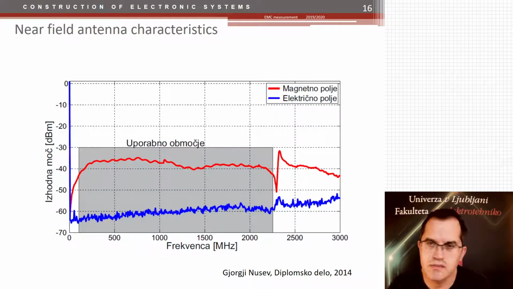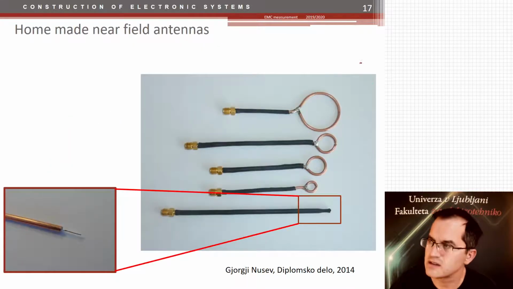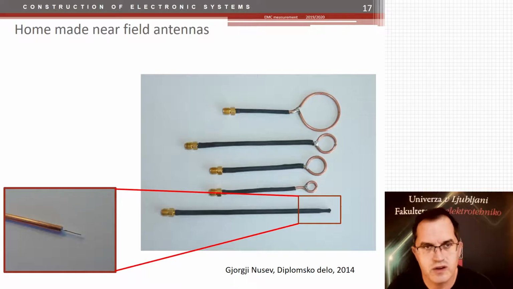And you can actually measure the frequency range at which it is useful, and this is the result here. So you can use such detectors up to a few gigahertz if you want, depends on their size. The bigger the detector for magnetic field is, the more sensitive it is because it takes more magnetic field, but you cannot use it to such high frequency.